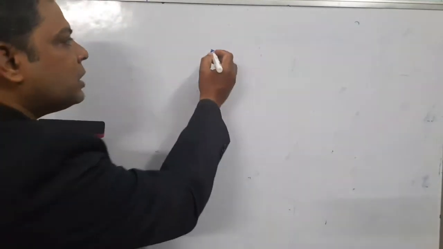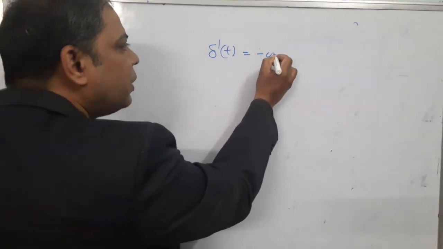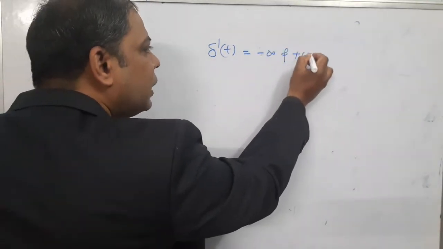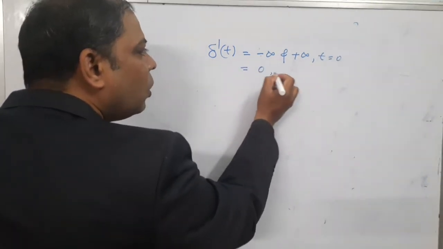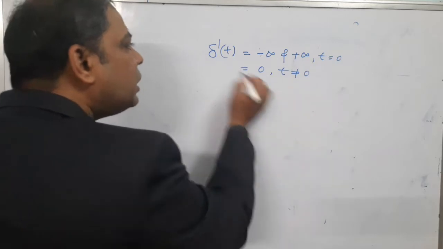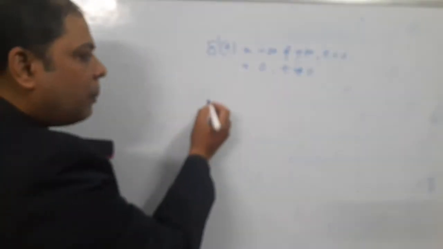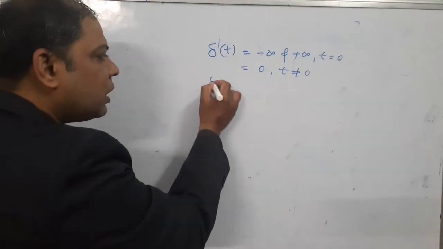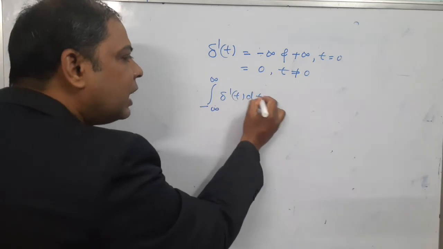If you consider del dash t, how to define it? It is equal to minus infinity and plus infinity at t is equal to 0, and it is equal to 0 at t is not equal to 0. It is basically the definition of the unit doublet function. And remember, the area under this unit doublet function, the integral from minus infinity to infinity of del dash t dt, is equal to 0.